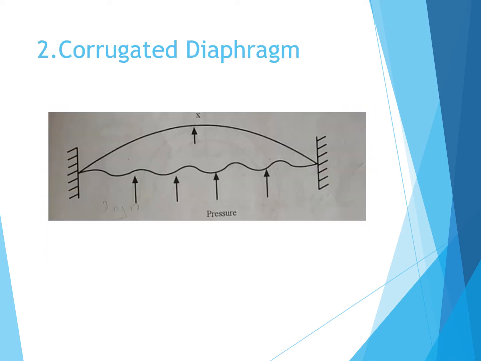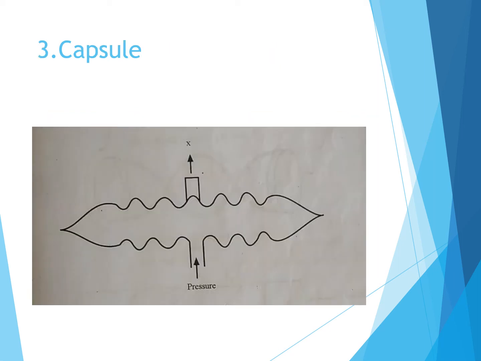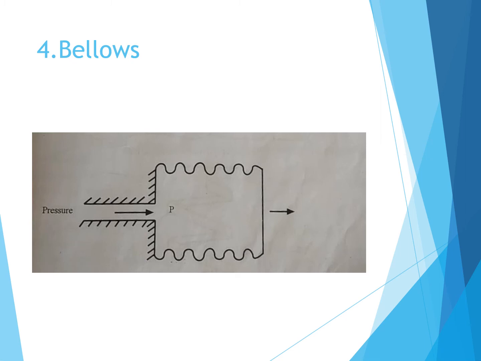The second one is called corrugated diaphragm. It is curvy in nature and it is curved. You can see this elastic member, it is curved in nature. Then the third one is called a capsule. This capsule looks like a capsule and the fluid goes and fills inside this capsule and it expands. The fourth one is called a bellows.